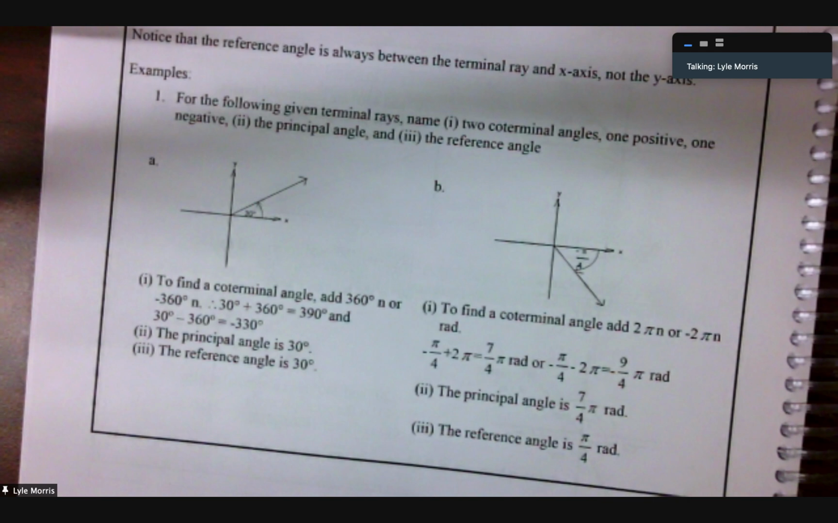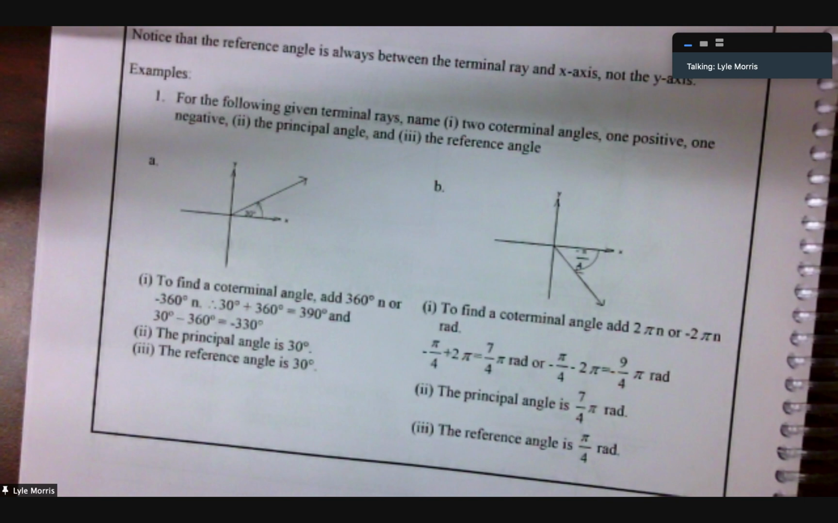All right, so example 1, I think I said I was going to look at. It says, for the following given terminal rays, and part of the reason we're not doing writing examples today is because there's a million examples and there's lots of notes. We're only about halfway through the notes so far. So I thought we can just refer to the textbook.